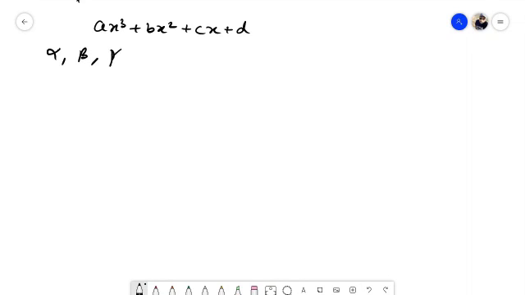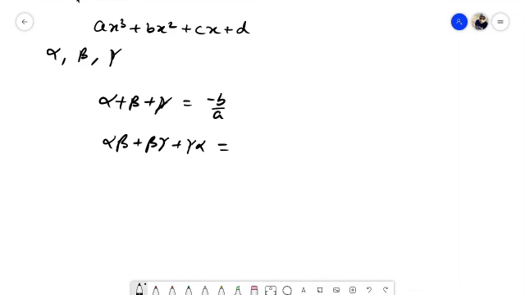In the similar way you can derive this relation also, but I am not deriving it here, I am directly telling you the relation. While solving this, you will get alpha plus beta plus gamma is minus b upon a, and the sum of the product of the zeros taken two at a time, that is alpha beta plus beta gamma plus gamma alpha, will be equal to c upon a. And finally, alpha beta gamma is going to be minus d upon a.